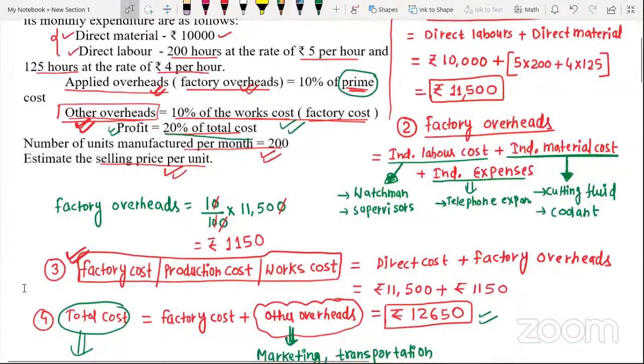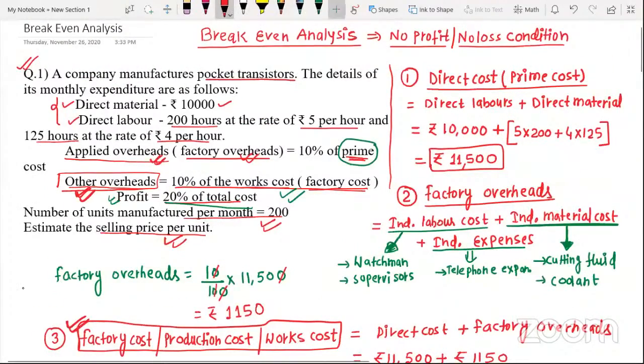Look, in this case the different costs. The first cost is direct cost. It is also known as prime cost. So the direct cost is the cost of direct labor plus direct material. These are the costs which are directly involved in the production of the equipment, or any product, that is transistors. So these are the costs which are directly involved in the production of the transistors.